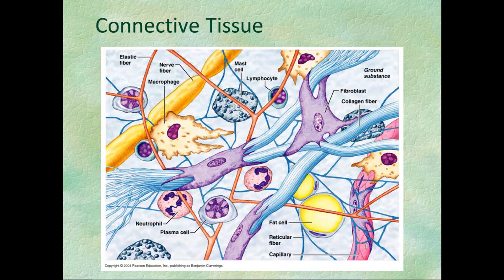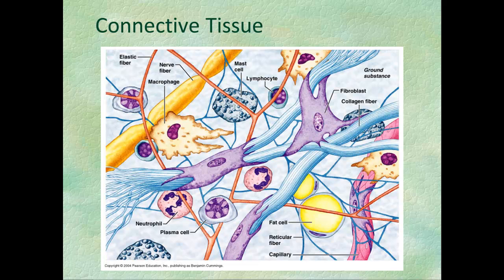So what you're seeing here is a composite diagram. Not every connective tissue is going to have all of these components, but what this diagram shows you is a number of the different types of cells that you will often find, and a number of the different types of fibers that you will often find in connective tissues, and you can compare their sizes and shapes.